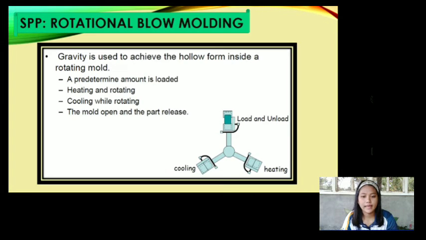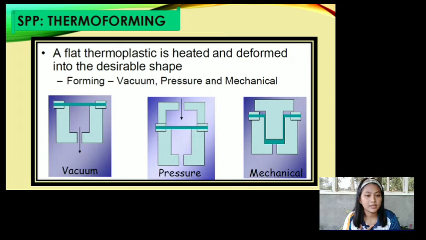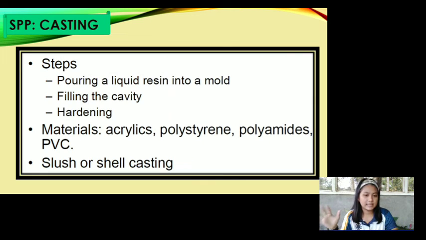So next is rotational molding, in which gravity is used to achieve the hollow form inside a rotating mold. Thermoforming is where a flat thermoplastic sheet is heated and deformed into the desired shape by vacuum, pressure, and mechanical means. So next is the casting. It is pouring liquid resin into a mold.